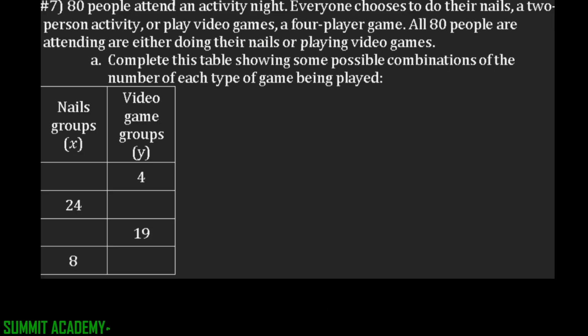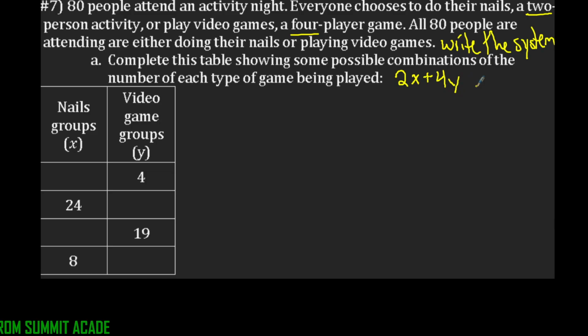And so what you can do first is this. Let's first write the system. So we're going to say the system for this, since it has a 2-person and a 4-person, we're going to say we have 2x because that's the nails group. So we're saying 2x is going to be nails, and 4y is going to be video games. And then we're saying it's in total is 80 people. So we have 2x plus 4y equals 80.